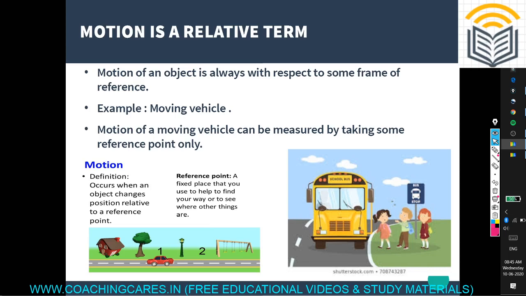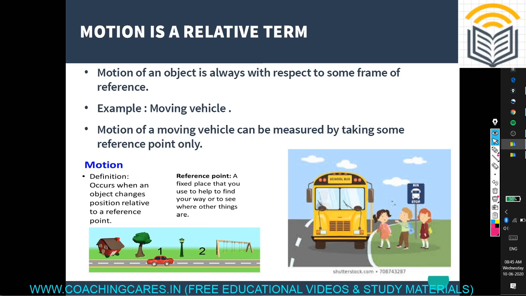At the same time, let us again understand further. One bus is passing through that point. Bus is coming across the road. So what do you understand? Is this bus in motion or not in motion? Because bus is changing its position with respect to the time. So we can say the bus is in motion.